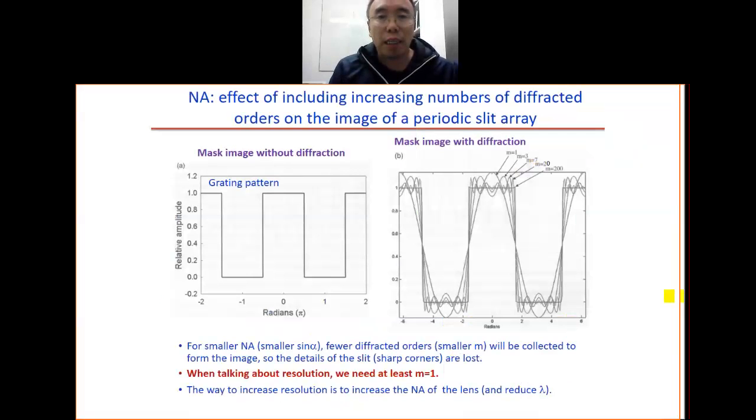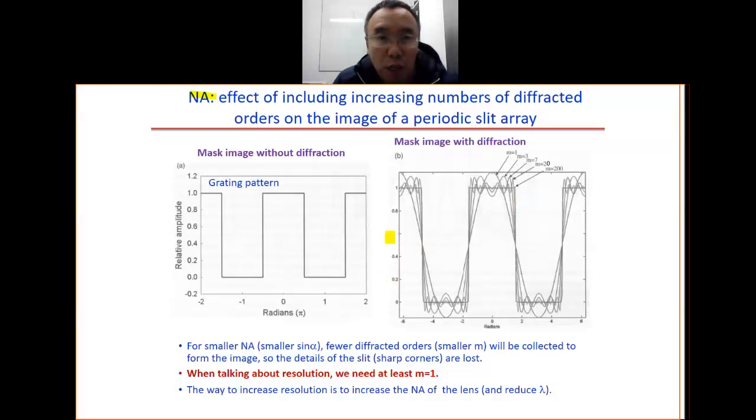So now let's look at the effects of the numerical aperture. In this case, we can see the mask. The mask has periodic openings, which looks like a square function. This is the ideal image of the mask without diffraction. But because of diffraction, the image can be any of these. We know that the lens does a Fourier transform of the object.